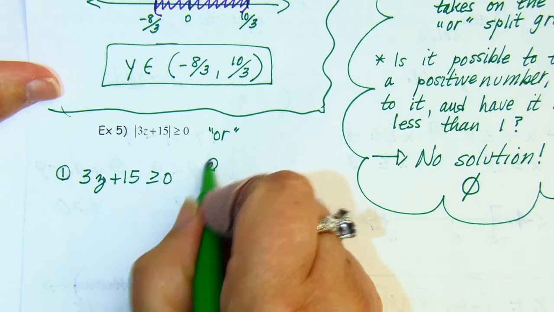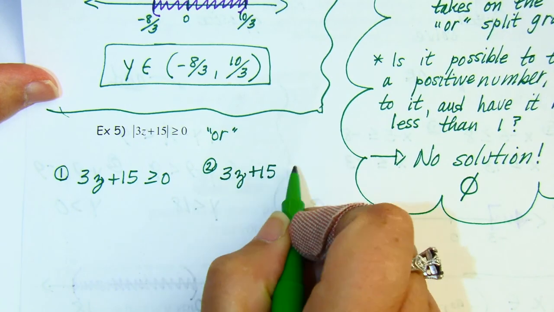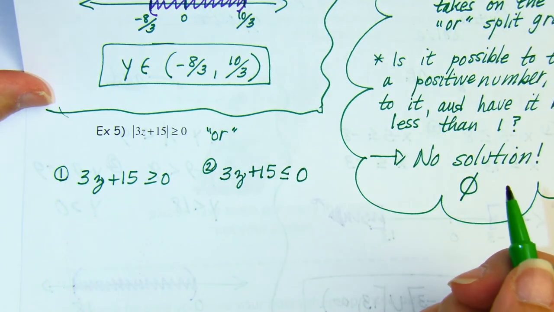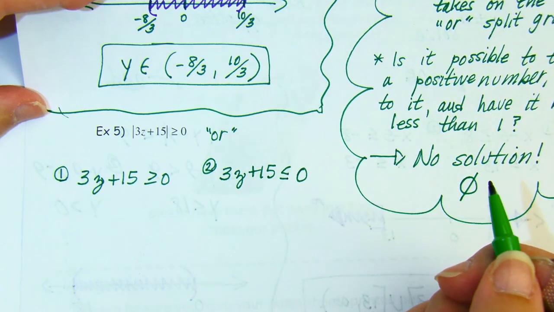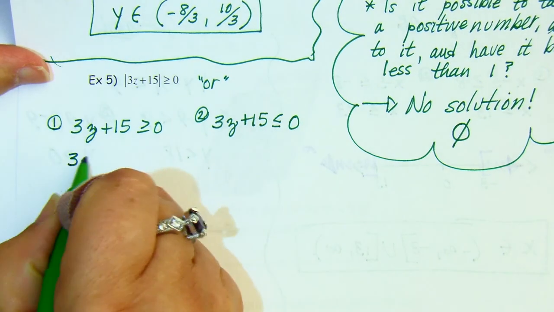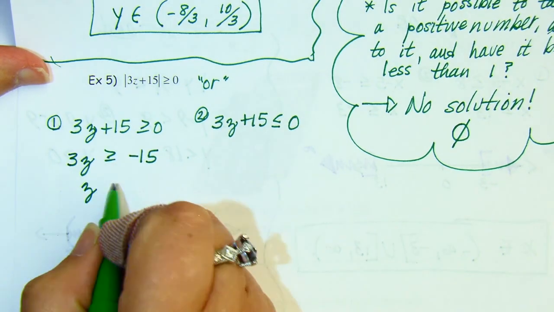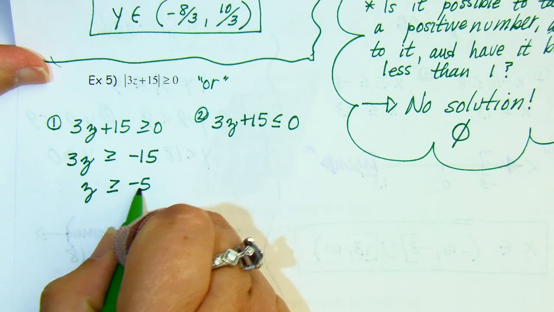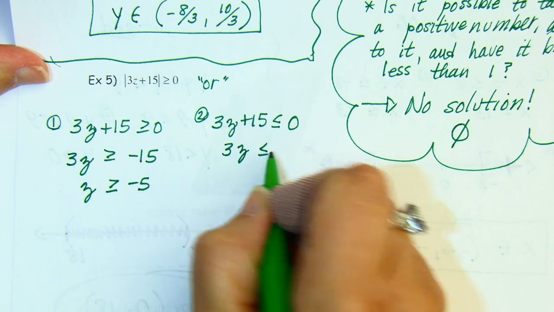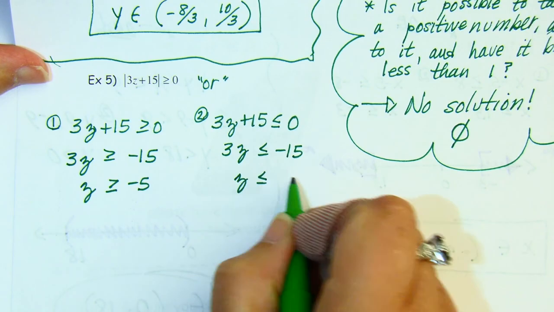Case 2: 3z plus 15 less than or equal to, now remember, 0 doesn't have a sign, so I can't change the sign. I can flip the symbol, but I can't change the sign because 0 doesn't have a sign. All right, I'm going to solve. 3z greater than or equal to negative 15, divide, z greater than or equal to negative 5. Take the 15 over: 3z less than or equal to negative 15. Z, after I divide, less than or equal to negative 5.